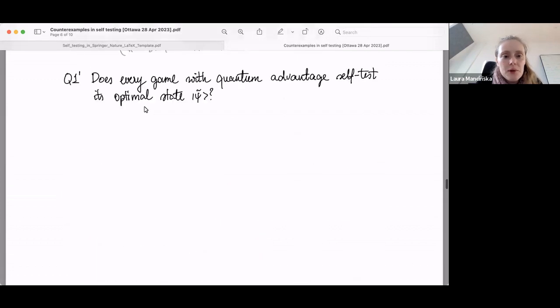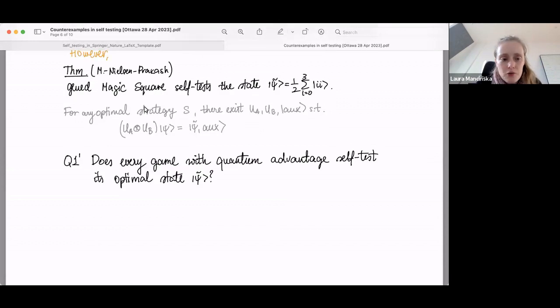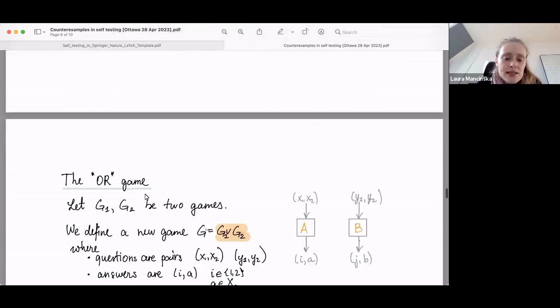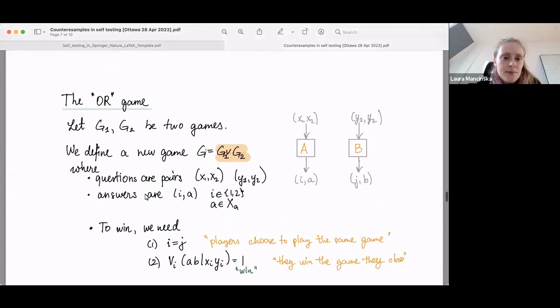Okay, and we are going to answer both of these questions: is every self-test robust, and does every game self-test a quantum state? In the negative. And to get these examples, we can use the same construction. We call this the OR game.